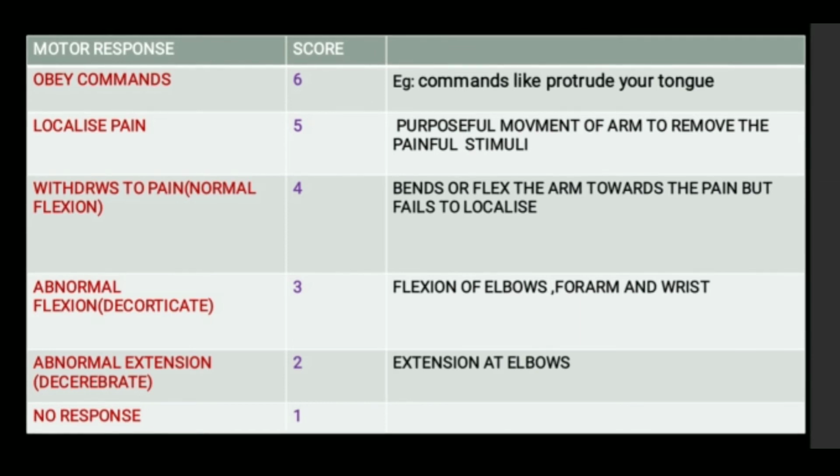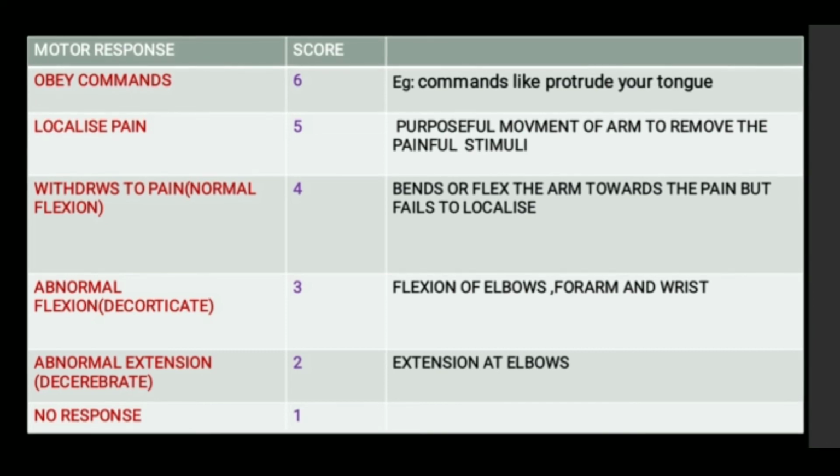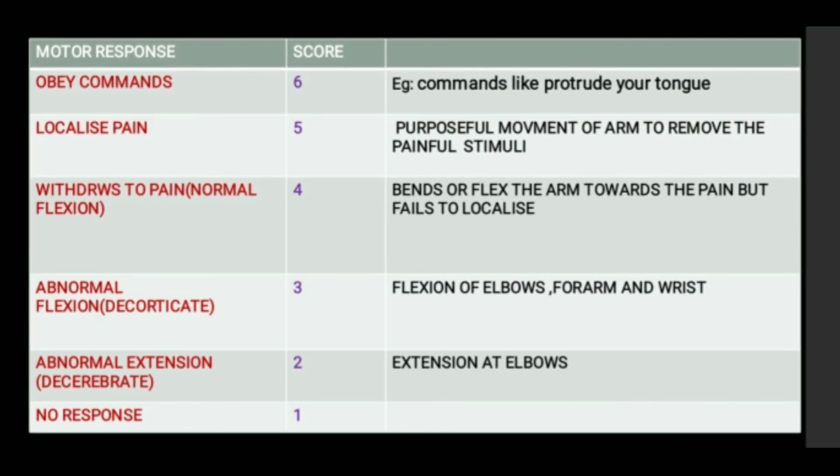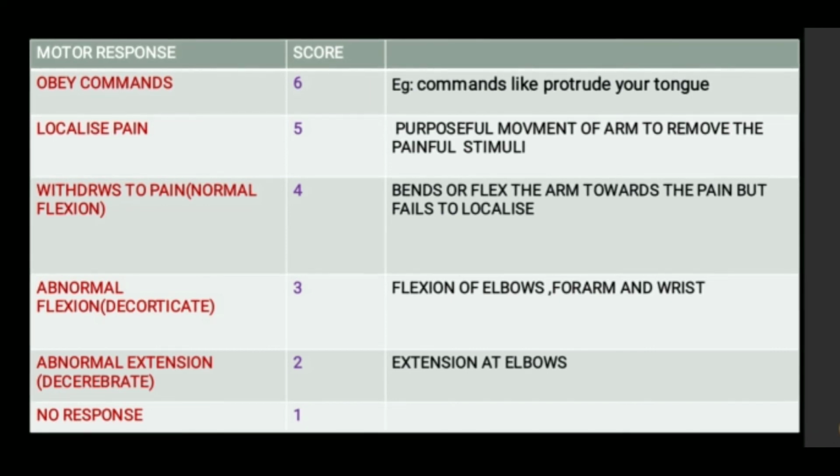The next part is the patient having an abnormal extension. While giving the painful stimuli, the patient is having an abnormal extension, decerebrate movements. Then the score awarded is motor response 2. That means the patient is having a response of extension at the elbows. Having only an extension at the elbows, there is no flexion response. Then the score awarded is 2.